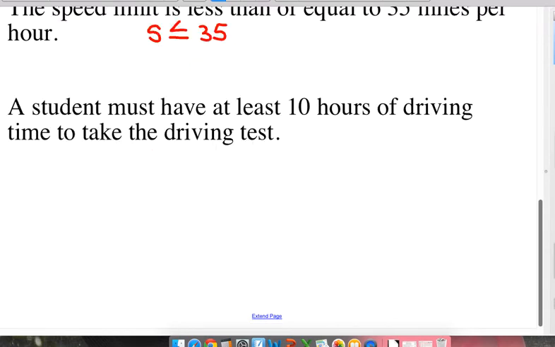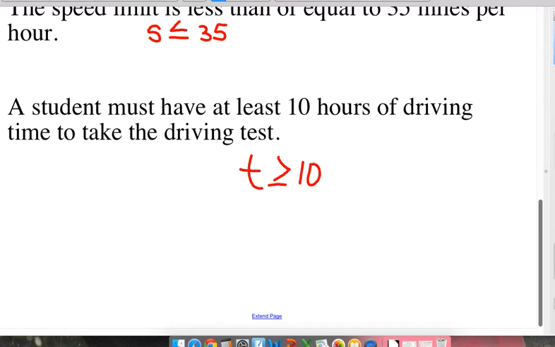Let's look at another one. A student must have at least 10 hours of driving time in order to take the driving test. You have to have at least 10 hours of driving time. Could you have 5 hours of driving time? No, that's not enough. At least 10. Could you have 11 or 12 or 13? Yes, you could. So the T, the driving time that you need, has to be greater than 10 hours. Or it could be equal to 10 hours. Your time has to be at the very least 10 hours. It could be more than that.